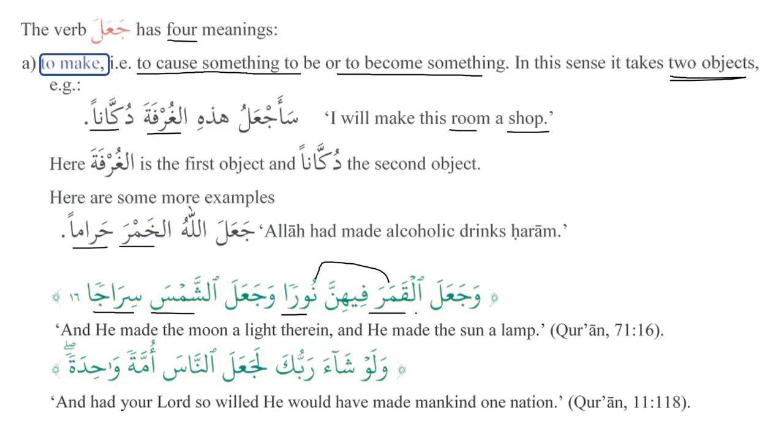وَجَعَلَ الْقَمَرَ فِيهِنَّ نُورًا. So first one is here al-maf'ul al-awwal wa maf'ul al-thani. And then again, وَجَعَلَ الشَّمْسَ, al-maf'ul al-awwal wa maf'ul al-thani. So that gives the meaning of to cause something to be. That means to make, as we can see over here: وَلَوْ شَاءَ رَبُّكَ لَجَعَلَ النَّاسَ أُمَّةً وَاحِدَةً. Had your Lord so willed, he would have made mankind one nation.